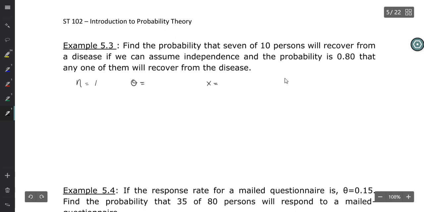So there are 10 altogether, and the probability is 0.8 that any one of them will recover from the disease. So your success event is recovery, right? And that probability is 0.8 or 80%. And you need 7 out of 10. So x is 7.